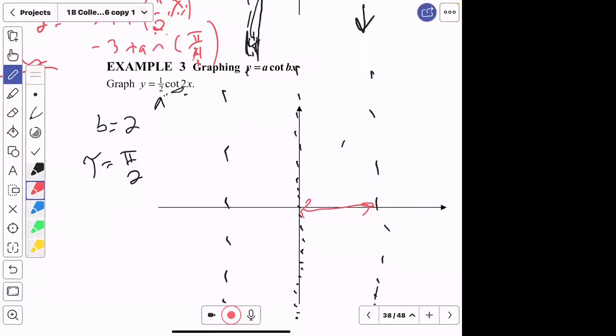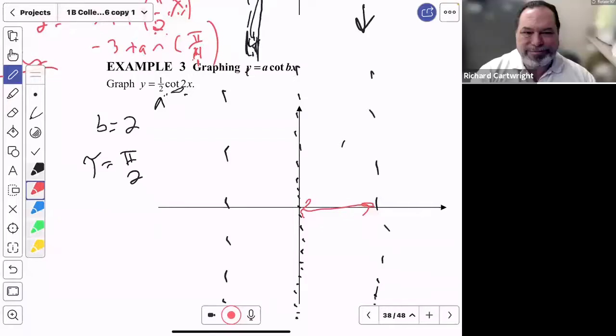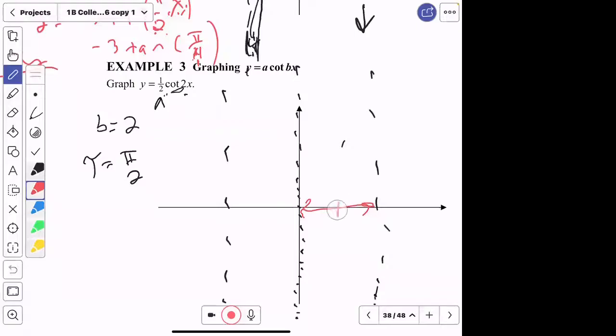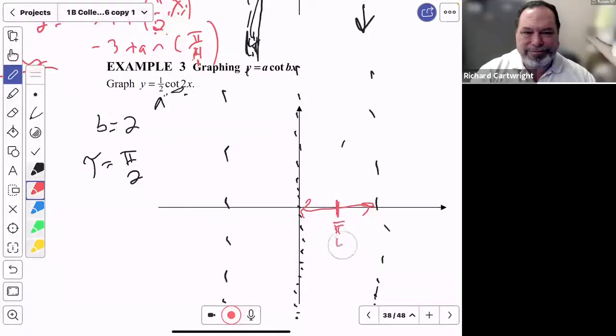40. Say it again, Moises. 45. Okay, who said that? Betul. So 45, which is pi over 4, and this would be the 0 asymptote, and this would be at a pi over 2 asymptote. If I go the other way to get a second picture, this middle would be a negative pi over 4, and this would be a negative pi over 2.